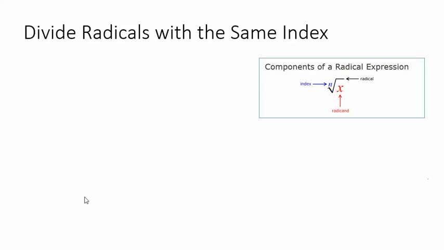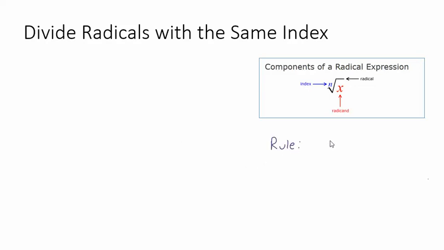In this video, we're going to learn how to divide radicals with the same index. So remember, the components of a radical expression are the radical sign itself, the radicand, which is all the stuff underneath the radical, and the index, which is in the little upper left-hand corner of your radical. So there's a rule that's going to help us with dividing radicals with the same index.